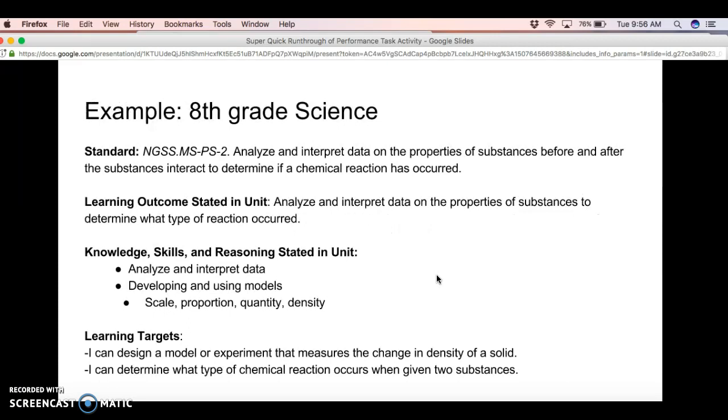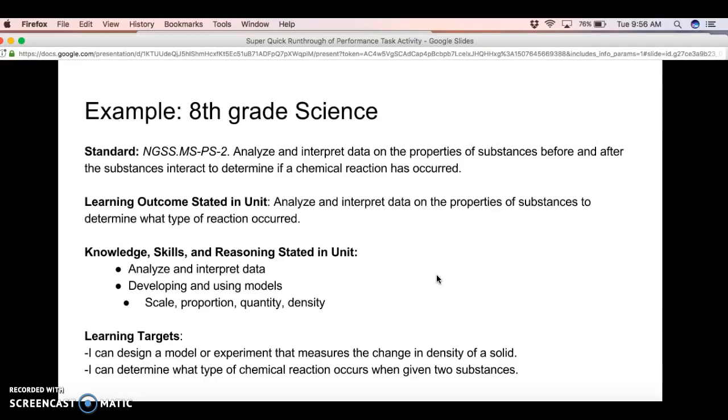So, for example, and this is from an 8th grade science curriculum, and I apologize in advance to my science people for botching the knowledge piece. But here you have this Next Generation Science Standard at the top, which was listed in the unit that I pulled this from. And you can see as well, there's a learning outcome stated in the unit. That's pretty darn close to being a cut and paste version of the standard. The teachers identified some of the knowledge, skills, and reasoning stated in the unit, including analyzing and interpreting data, developing and using models, and scale, proportion, quantity, and density.